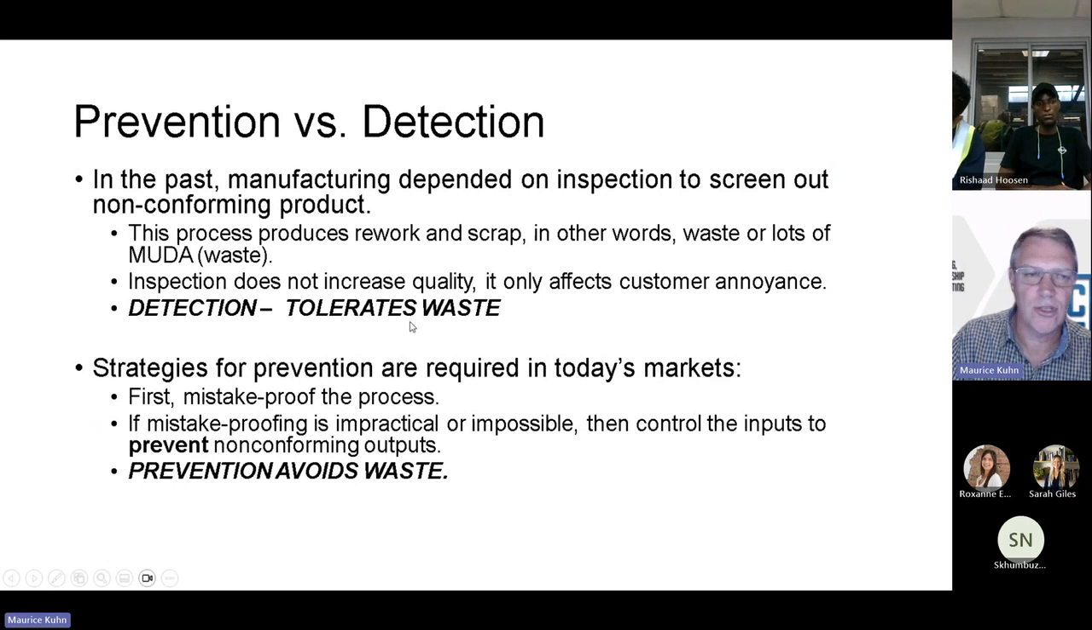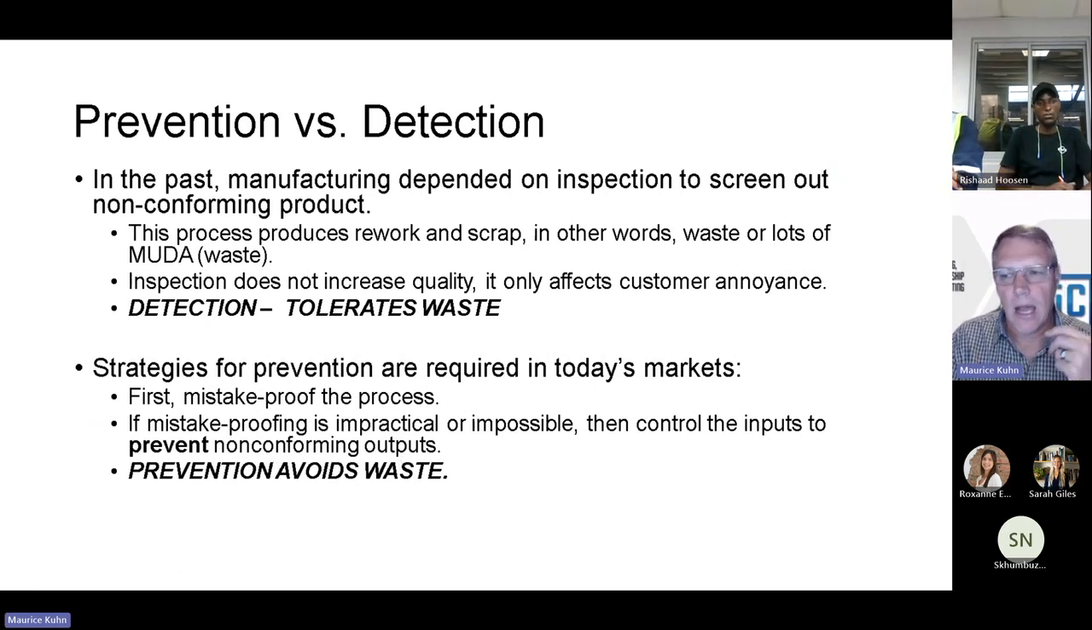And the problem with detection is that it tolerates waste, because we build our processes assuming we will inspect, and therefore assuming the waste will work, and therefore it tolerates it. If you really wanted to get right with quality, you need strategies for prevention. And this is where we're at right now in 2023, is that we can't afford to be tolerating waste and rework anymore. So you've got to find ways to build quality into the process, something we call mistake proofing. And if mistake proofing is impractical or impossible, then control the inputs to prevent non-conforming outputs. So pick it up early. How does this look? Well, one of the ways is statistical process control at the right level of the X, at the right inputs. Prevention avoids waste. It doesn't tolerate it.